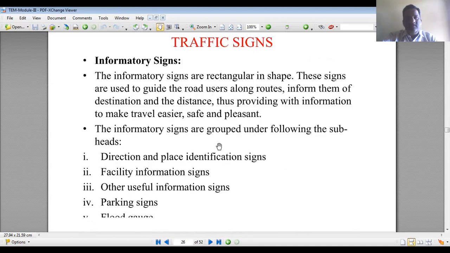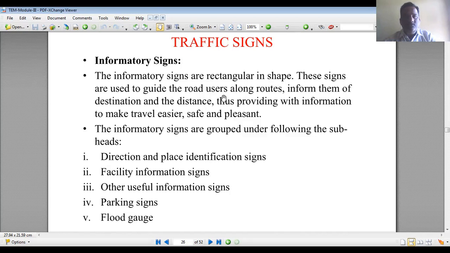Next, third category, informatory signs. These signboards are used for giving information to the road users about hospitals, restaurants, petrol pumps, etc. See, these informatory signs are rectangular in shape. What is the first category? Except stop and give way, the remaining are circular in shape. Second category, equilateral triangular shape, apex pointing upwards. And the third category, informatory signs, is rectangular in shape.